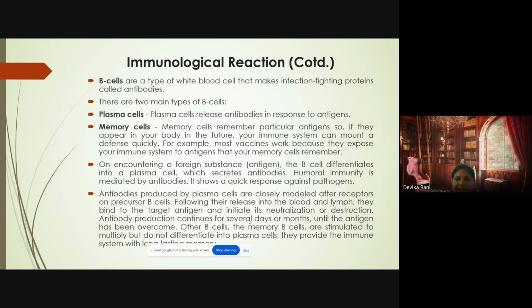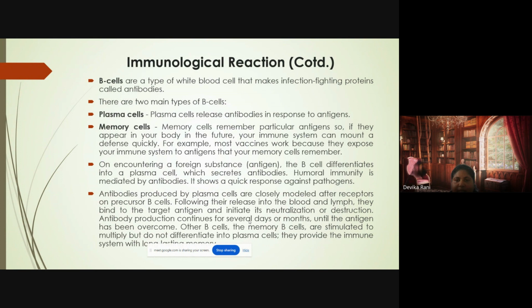Antibodies produced by plasma cells are closely modeled after receptors on precursor B cells. Following their release into the blood and lymph, they bind to the target antigen and initiate its neutralization or destruction. Antibody production continues for several days or months unless the antigen has been overcome.